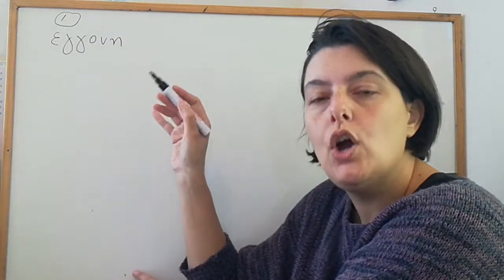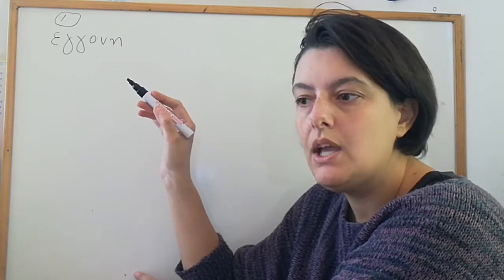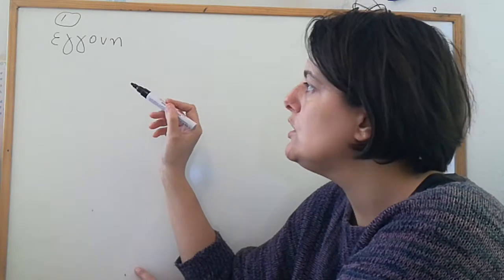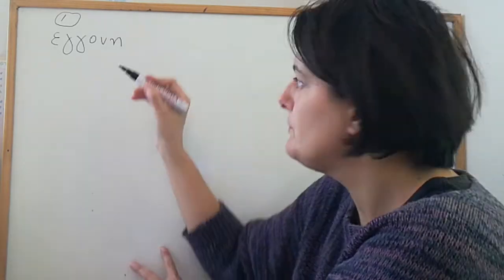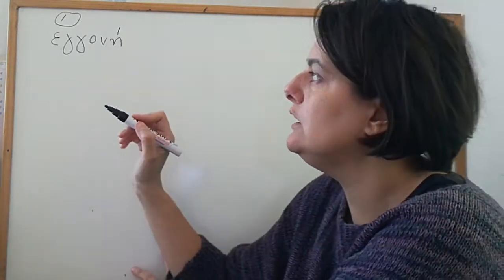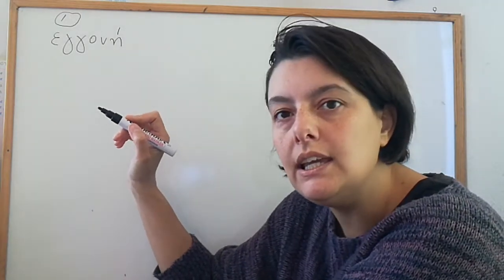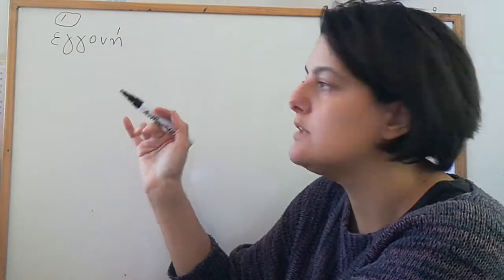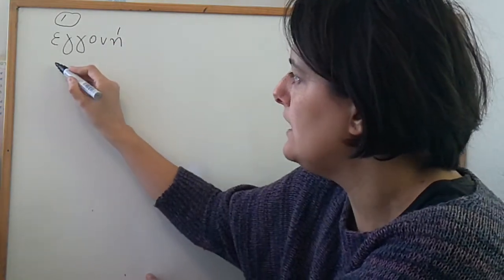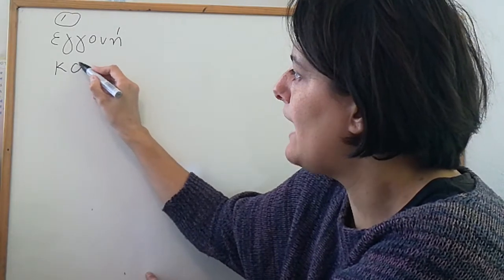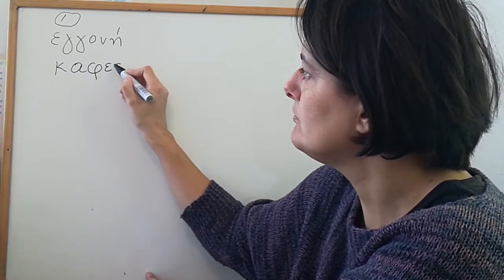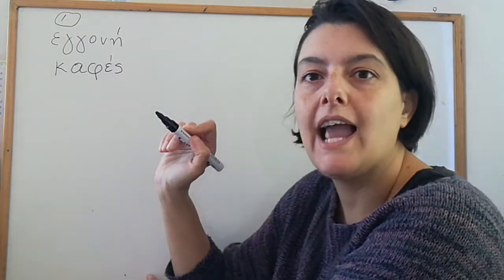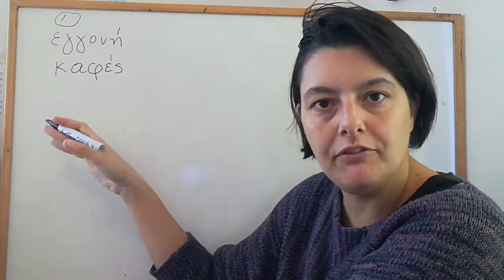In Greek, we put the stress in the vowel that we want to stress. So if we put it here, it's εγγονή. Also, the stress goes only in vowels, not in consonants. So if I have the word, let's say, καφές, which is coffee, I put the stress here. We don't say καφές, we say καφές.